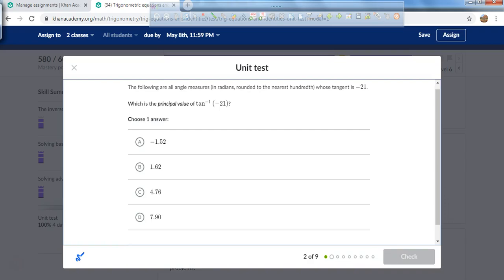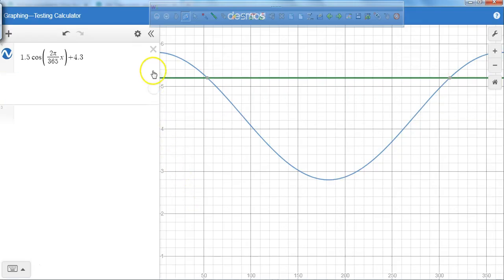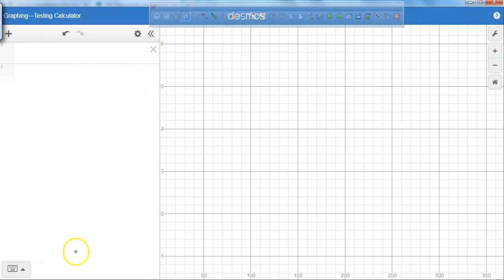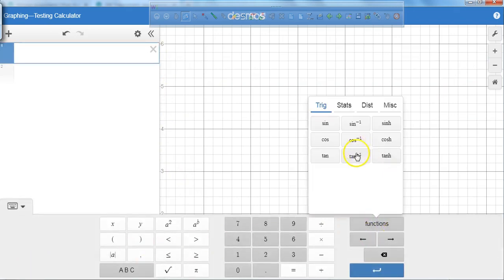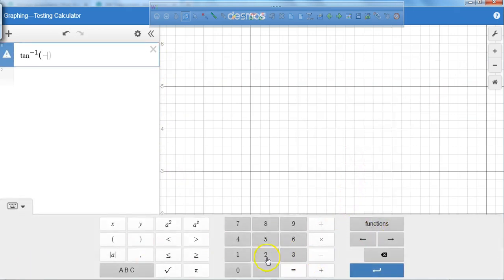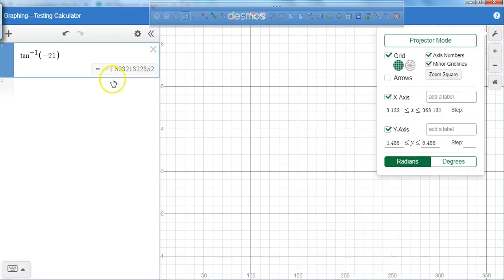So if I were to go to Desmos, you can do this in Desmos as well. All you got to do is go to functions, go to the inverse of tangent, type in negative 21, and as long as you're in radians, it's going to give you the answer, which is negative 1.523. In degrees, that would be negative 87.3 degrees. In radians, it's negative 1.53 radians.